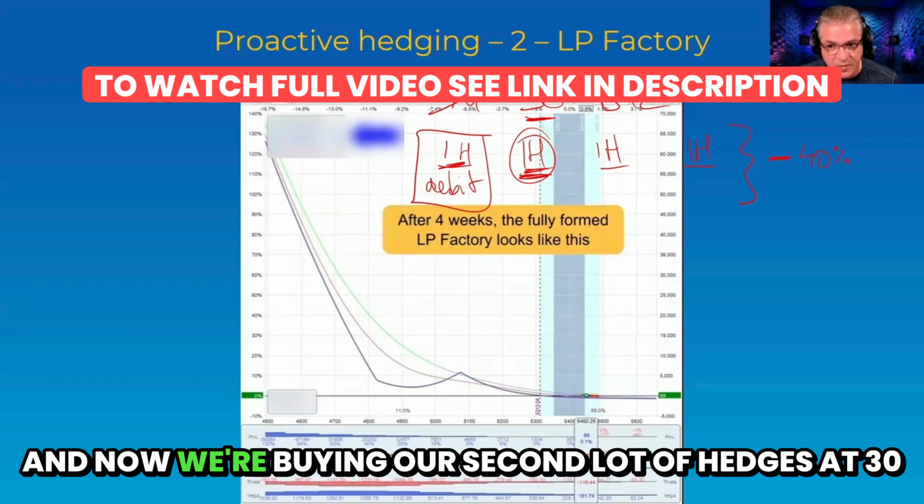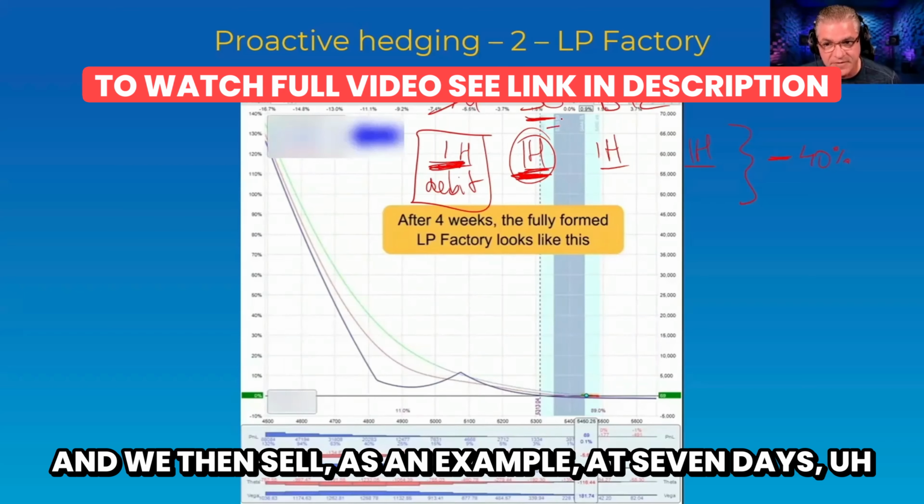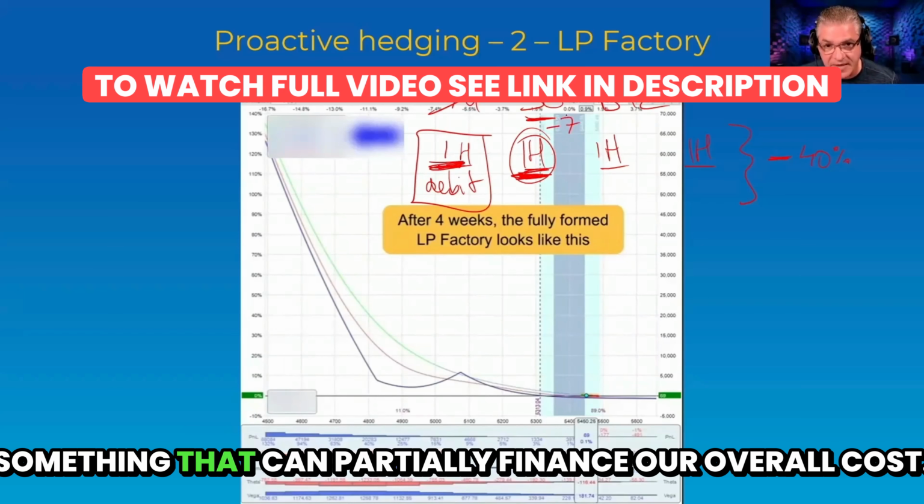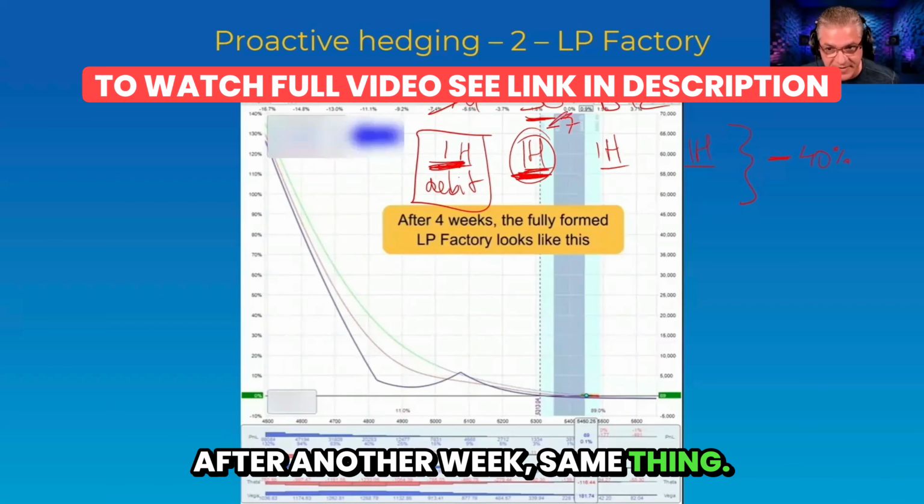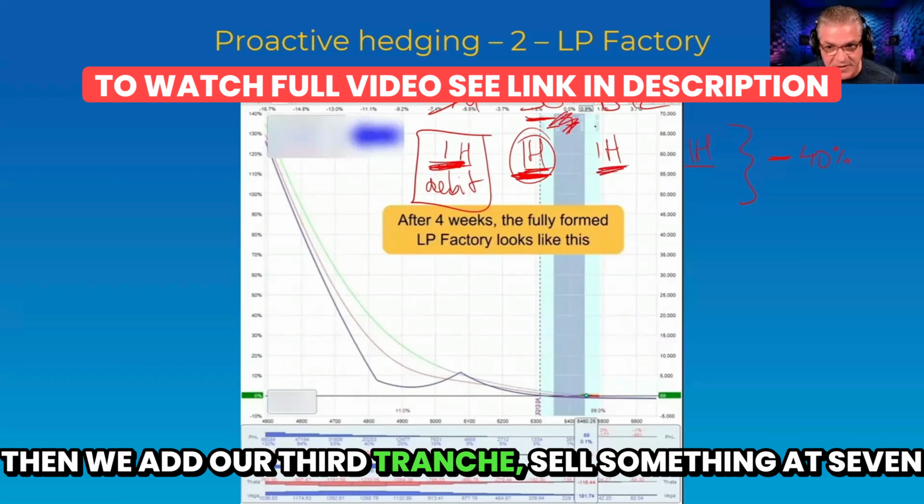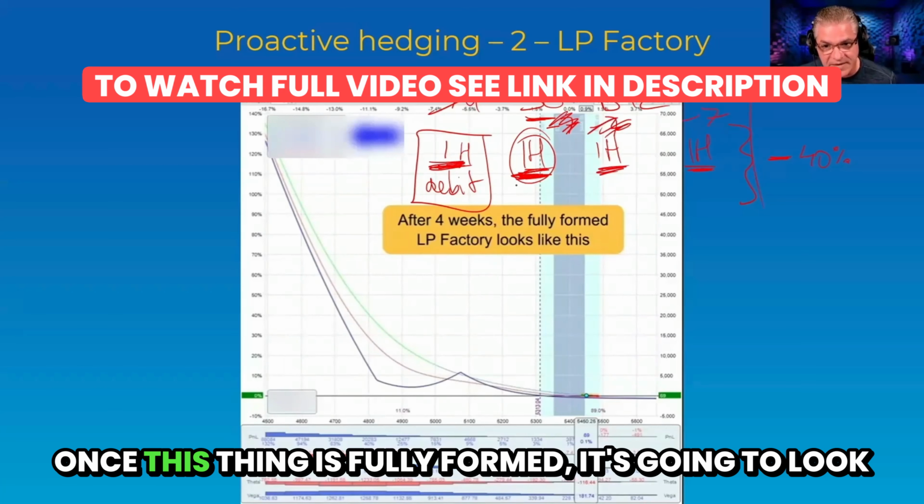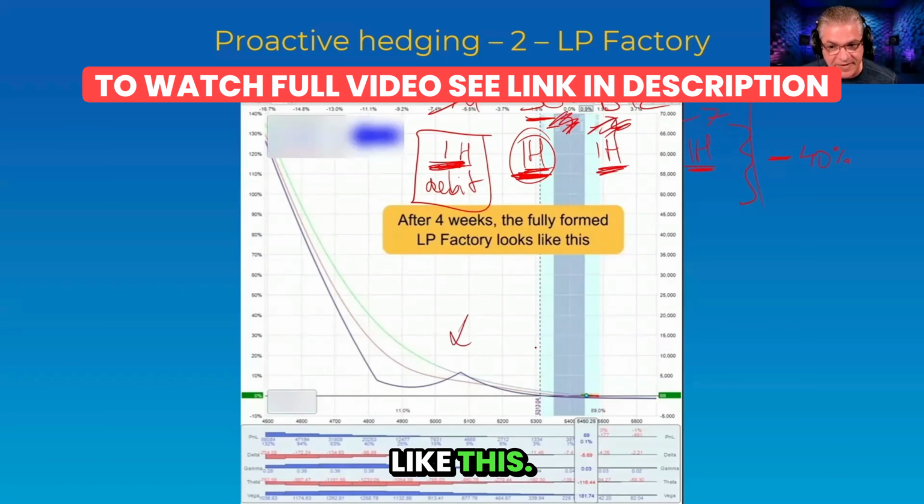And now we're buying our second lot of hedges at 30 days. We still have a hedge over here at 23 days, and we then sell, as an example, at 7 days, something that can partially finance our overall cost. After another week, same thing. This one disappears because it expires out of the money. Then we add our third tranche, sell something at 7 days. After another week, this one expires. We sell something over here. Once this is fully formed, it's going to look like this, okay?